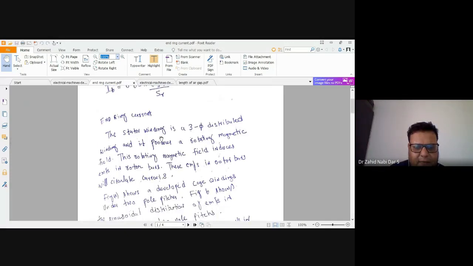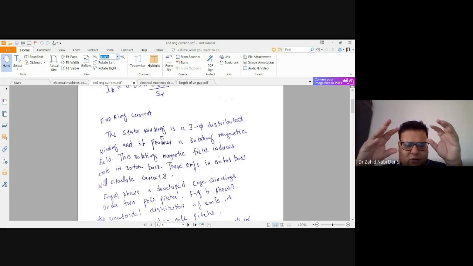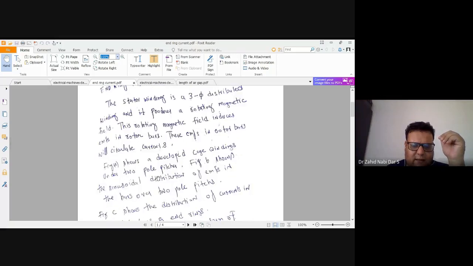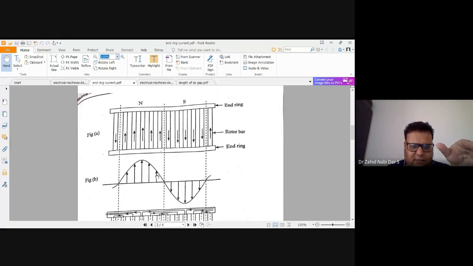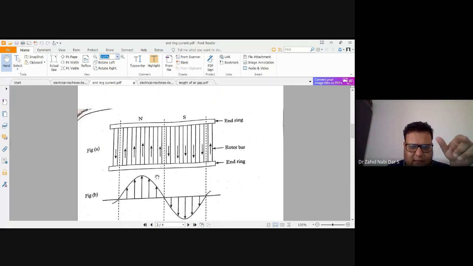So the end ring current basically is, the stator winding is a three phase distributed winding, and when you are feeding a supply to it, it produces a rotating magnetic field. This rotating magnetic field induces EMF in the rotor bars. These EMFs in the rotor bars will result in circulating currents. So we have a figure which I have taken from this book. So this is my end ring current.